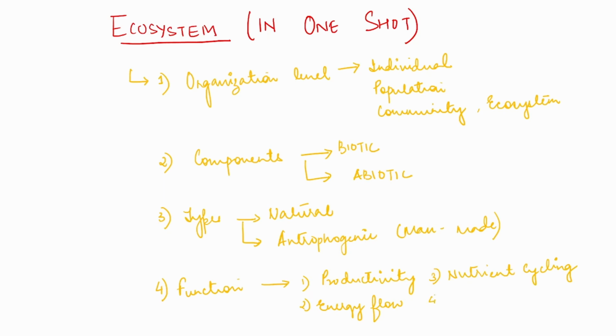Nutrient cycling. Then the fourth one is decomposition. Then we will discuss ecological succession. So this is a brief outline we are going to cover in this session. So first we will be focusing on the organization level. If we discuss organization level, see here.